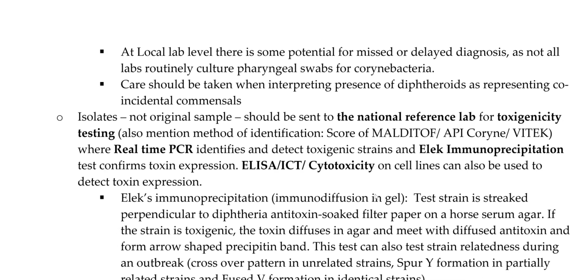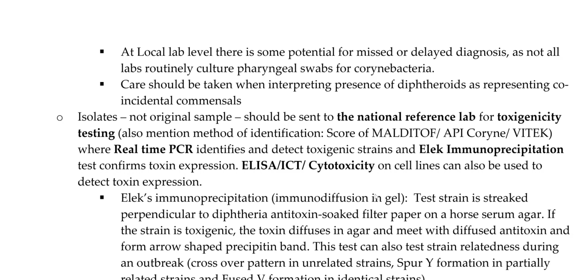And there they will do its identification again, using either MALDI-TOF or Vitek. Their choice of test is usually real-time PCR, which will identify as well as detect the toxigenic strain. But a PCR can only detect the toxin-producing gene. That's it. Whether that gene is expressed or not, you have to check.